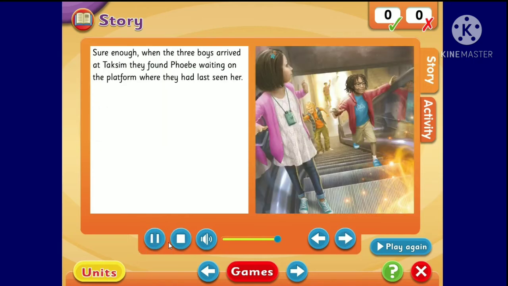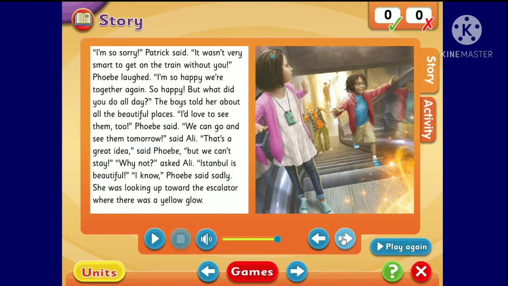Sure enough, when the 3 boys arrived at Taksim, they found Phoebe waiting on the platform where they had last seen her. "I'm so sorry," Patrick said. "It wasn't very smart to get on the train without you." Phoebe laughed. "I'm so happy we're together again. So happy. But what did you do all day?"